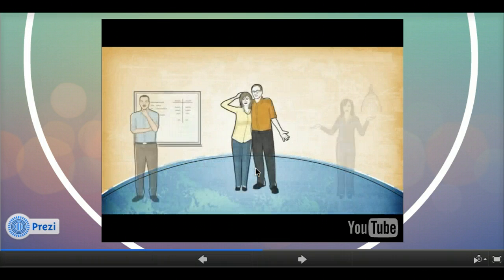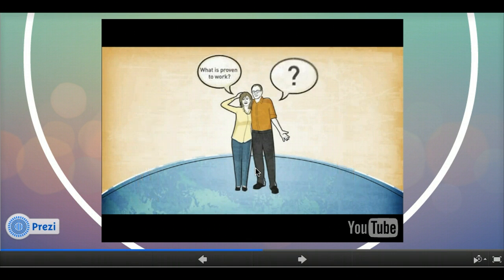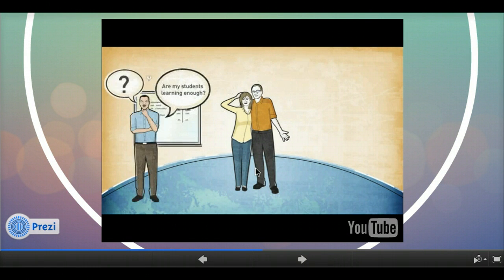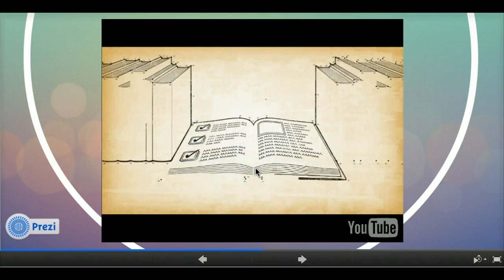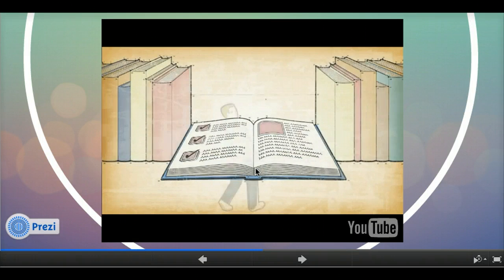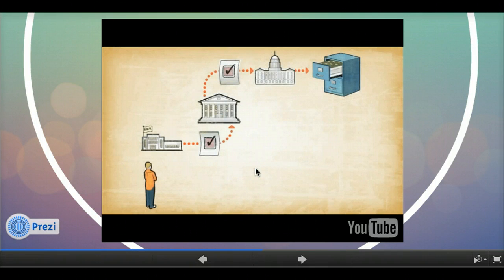We all want to answer the question, how are my kids doing? What has proven to work to get my child on track for future success? Are my students learning enough in 1 year? How much does it cost to make students college and career ready? The problem is we're using an outdated paradigm where data is inaccurate, expensive to obtain, difficult to transport, and flows in only one direction, up.